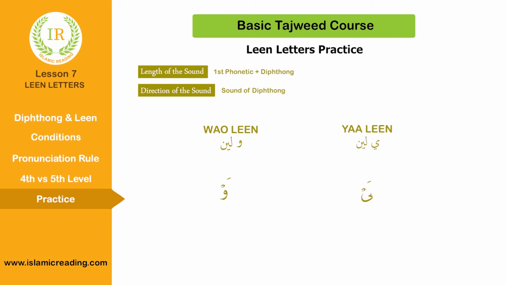To pronounce a Ya Leen with Lam, the sound is going to be La and E, Lai, which has the first phonetic of Lam, which is L, plus the two combined vowel sound, Lai. And with Waw Leen, it's going to be Lao. Again, we have the first phonetic of the letter Lam, L, and we have added the diphthong of the Waw Leen, and the sound becomes Lao. To pronounce a Noon with the Ya Leen, the sound is going to be Nai, and with the Waw Leen, it's going to be Now.